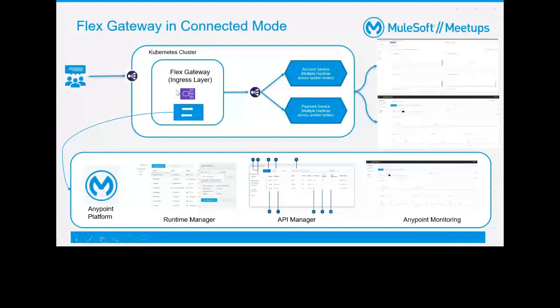Then in this connected mode, you can use all the out-of-the-box capabilities: Runtime Manager, API Manager, Anypoint Monitoring. You can also use out-of-the-box API metrics and telemetry, right?